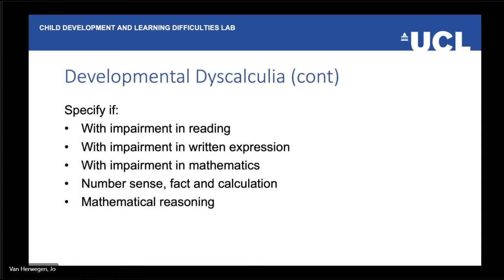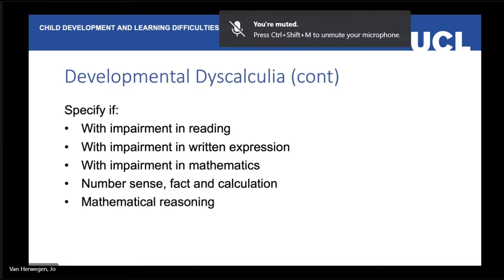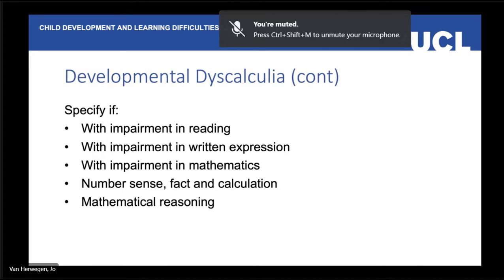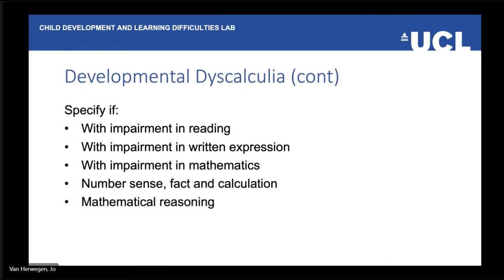Very often we are asked to specify, because developmental dyscalculia can co-occur with other difficulties, whether this developmental dyscalculia is with an impairment in reading, with an impairment in written expression, or with an impairment in mathematics specifically, whether this is also a number sense, fact and calculation difficulty, or mathematical reasoning difficulty. So as you can see, and I'll come back to this later on, there are different types of developmental dyscalculia, and some children might show a range of difficulties and other children might show fewer difficulties.